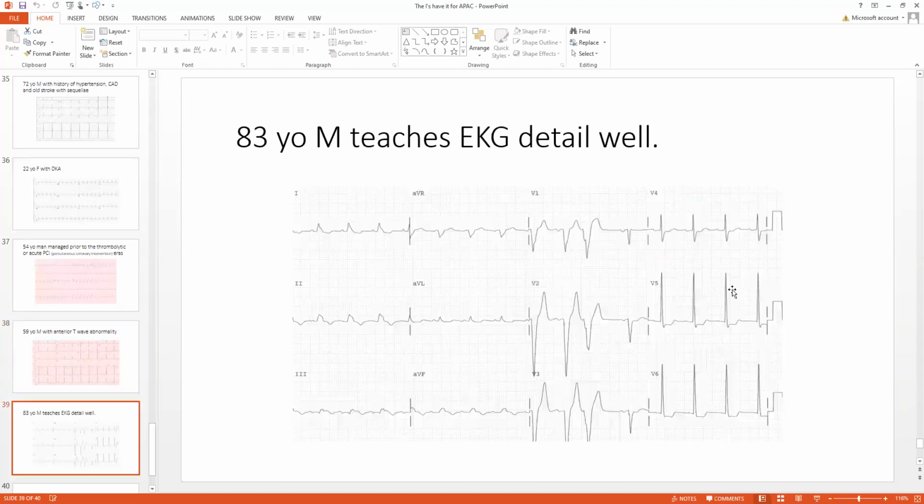All right, here's our last electrocardiogram. 83-year-old man. That really gives us a lot of detail about left bundle branch block. So we start out with left bundle branch block, and we notice that there's ST segment elevation in 2, 3 and AVF with T inversion. Well, in the inferior leads with a left bundle branch block, you just need 1 millimeter of ST elevation to call an acute inferior wall myocardial infarction in the presence of left bundle branch block.